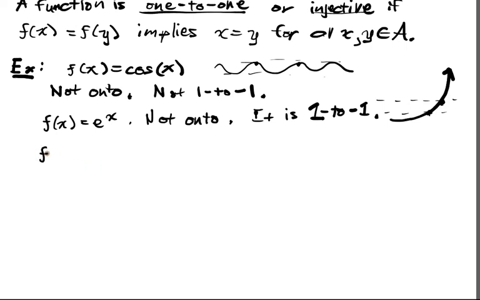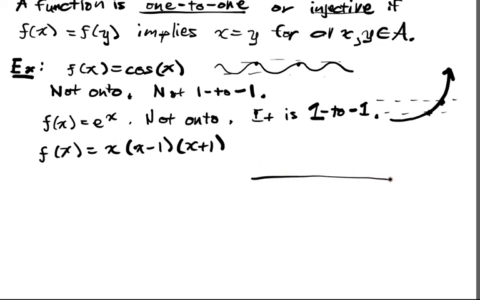How about f of x is equal to x times x minus 1 times x plus 1. So this is a crazy function, but you should know how to graph things like this. It's a third order polynomial. You know where its roots are, and so you graph it. Its roots are going to be at 0, -1, and 1, and you know that it's a cubic, so it's going to look roughly like this guy. So that's roughly what the function looks like.